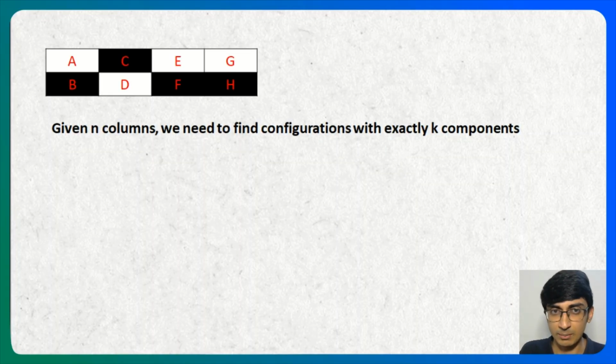So we'll be given some n columns. We need to find the valid configurations which have exactly k components. That's what we want to do. Okay. Right. So where do we even begin? Should we start coloring a little bit and see a pattern? Should we look at something else?